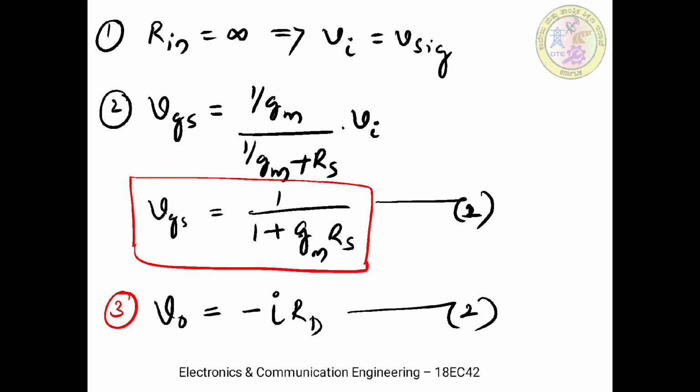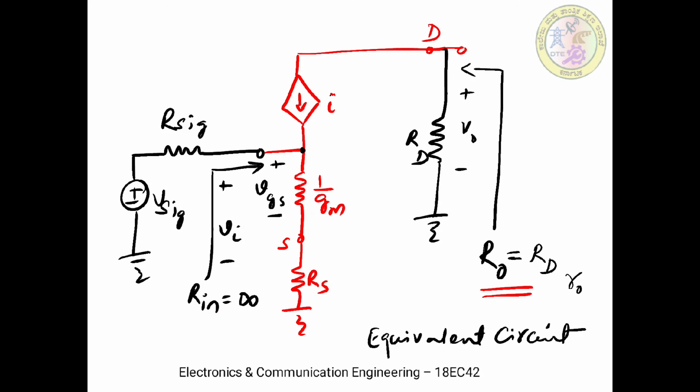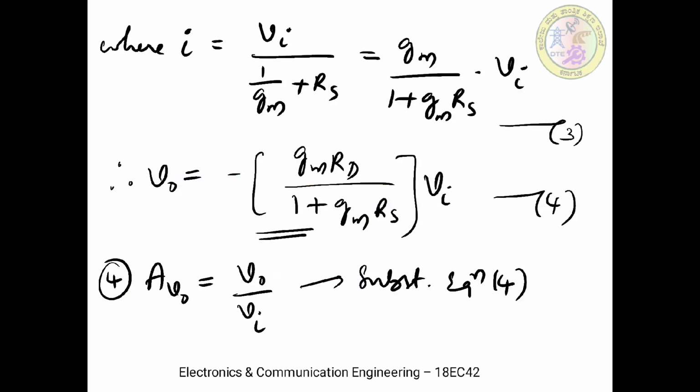And next, coming to the output section, V0 is simply I into Rd. But what is I that we have derived? I will be equal to the input voltage divided by the resistance.